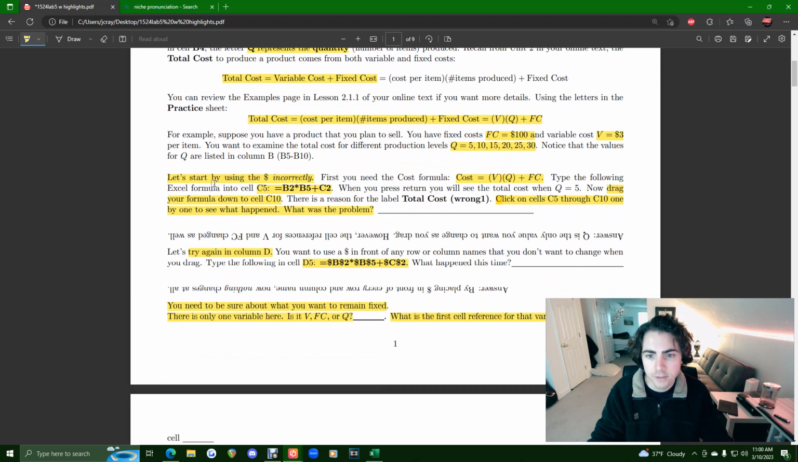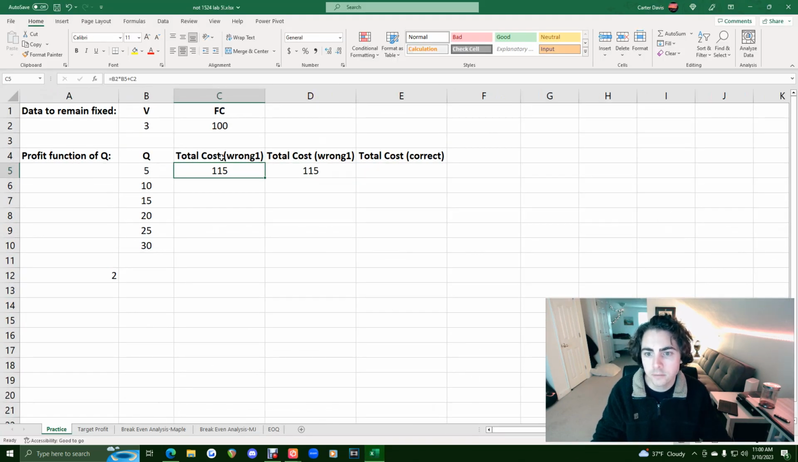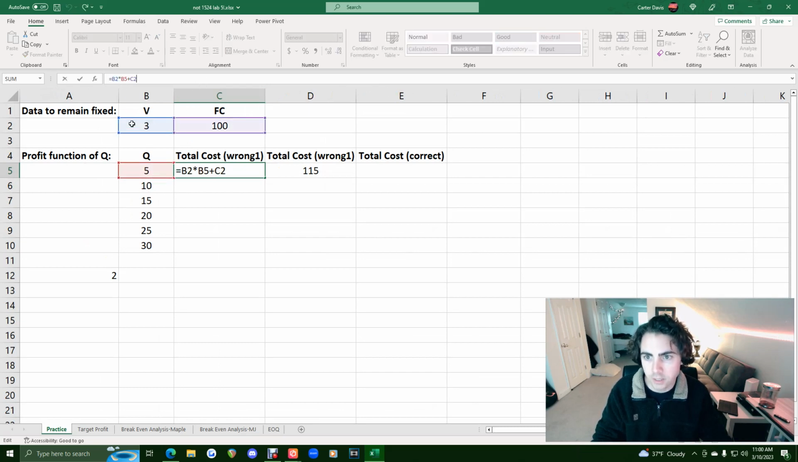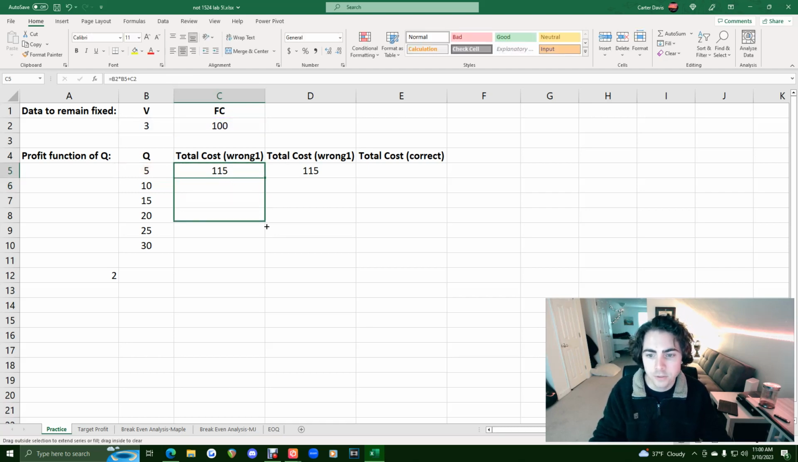Let's start by entering the incorrect formula. So what they're going to have us do is just calculate cost with the given variable cost, quantity, and fixed cost by doing this here in C5. So I think I've gone ahead and done that here. So you can see the formula. I've done variable cost times quantity plus the fixed cost. Hit enter, you get 115. You drag this down and they say what seems to be the issue.